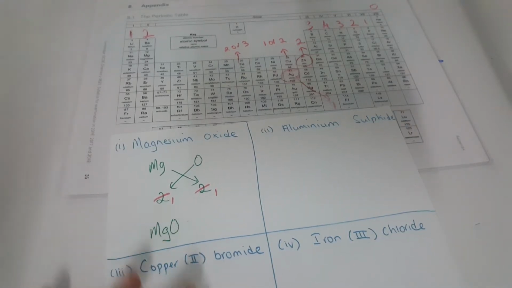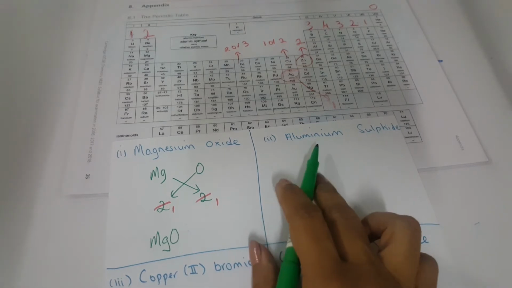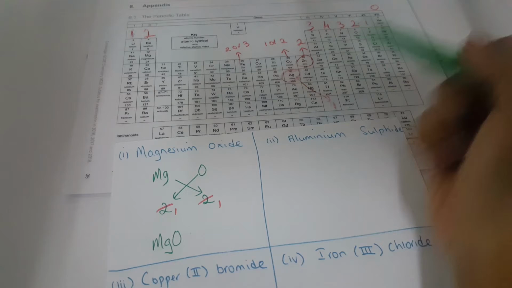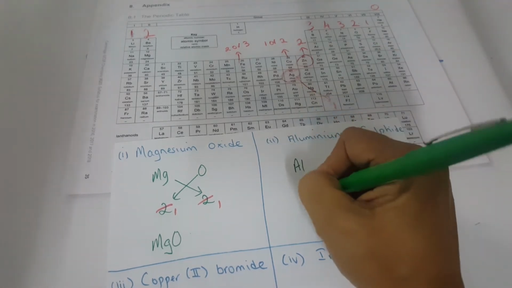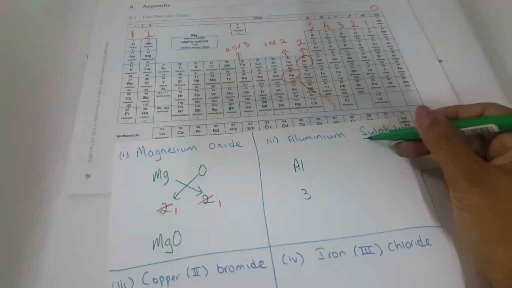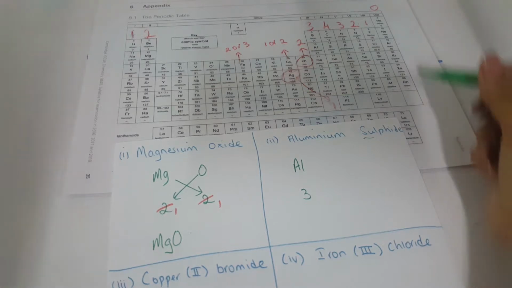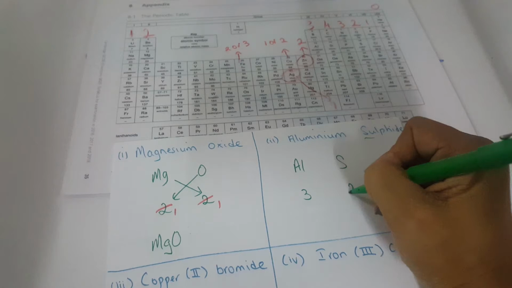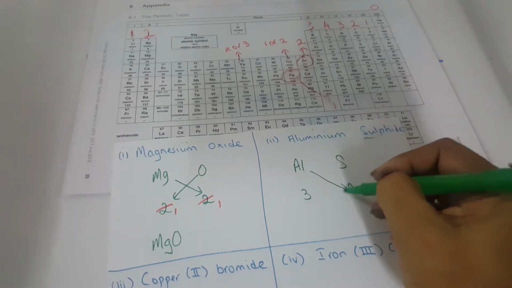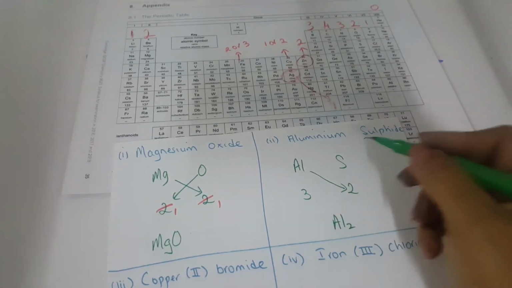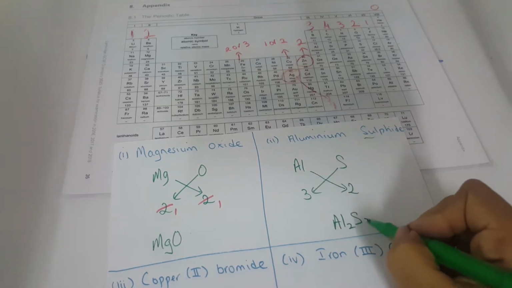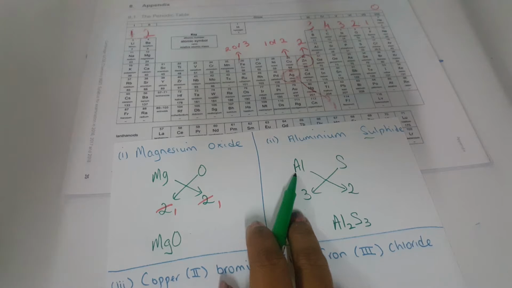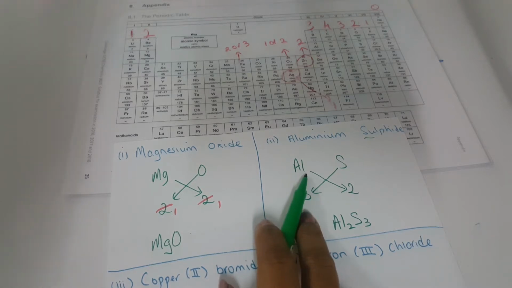Now, aluminium sulfide. Aluminium is Al, and it has a valency of 3. So Al, valency of 3. Sulfide is sulfur, and sulfur is here with a valency of 2. Then we cross it. Al takes the 2, and S takes the 3. Now remember, when writing Al, just be careful. This is a capital letter, and the second letter is always a small letter.